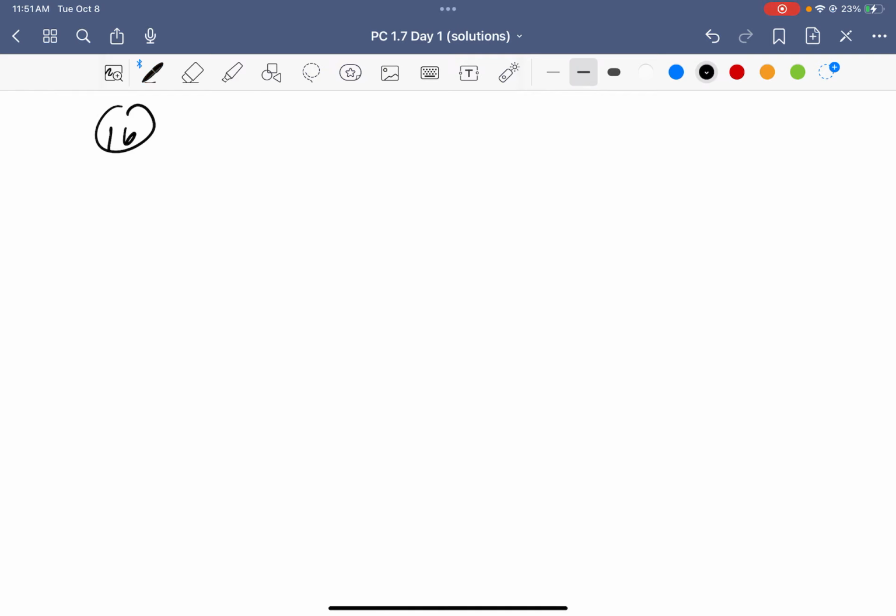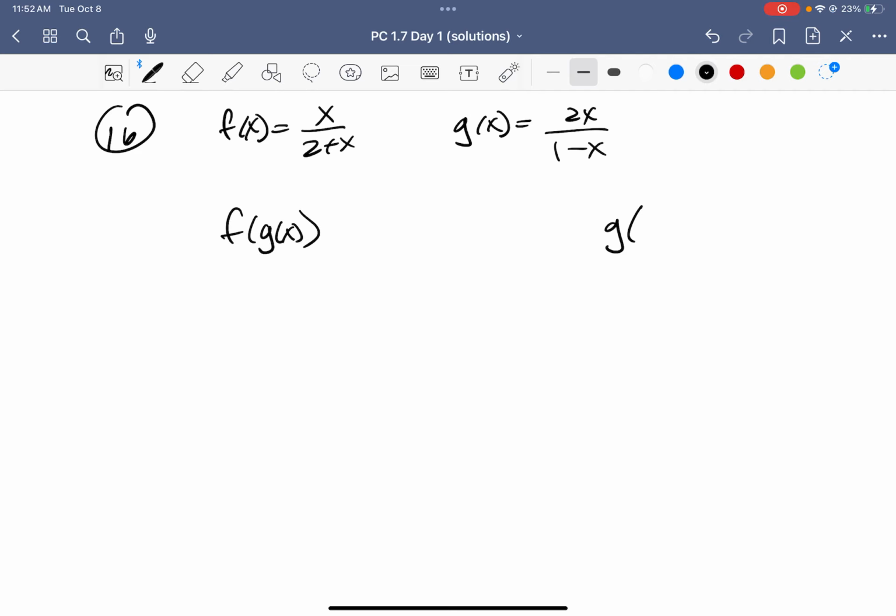So if f of x is equal to x over 2 plus x, and g of x is equal to 2x over 1 minus x, it wants us to find this, and then it wants us to find this, and then tell us what that says. Well, it's going to tell us that they're inverses if they both end up equaling x.